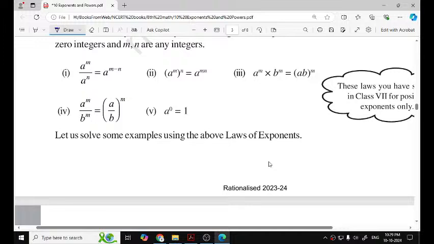a raised to m into b raised to m. Now the bases are different, but the powers are same. That can be written as a into b raised to m, that is their product raised to m. a raised to m divided by b raised to m. Again, the bases are different, power is same. We can combine this fraction as a upon b whole raised to m. a raised to 0 is equal to 1.